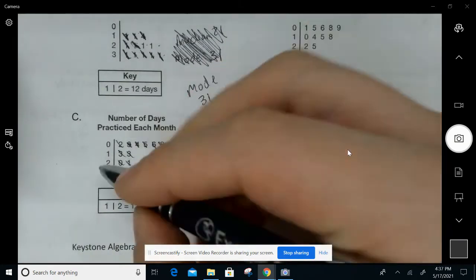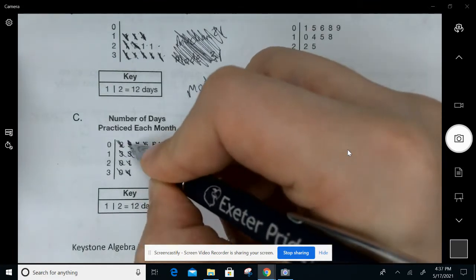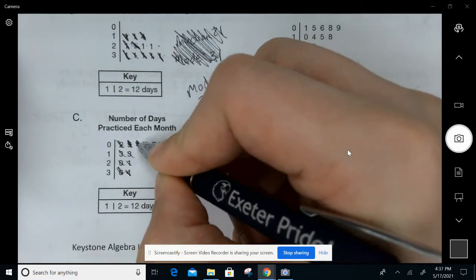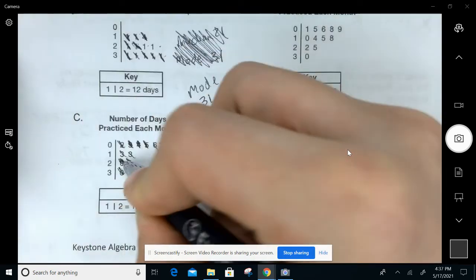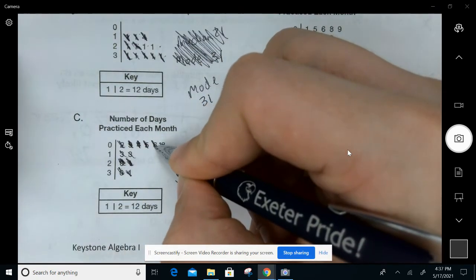Let's check out the median here. So first, last, first, last, first, last, next. What's our mode? 13. So we're getting close.